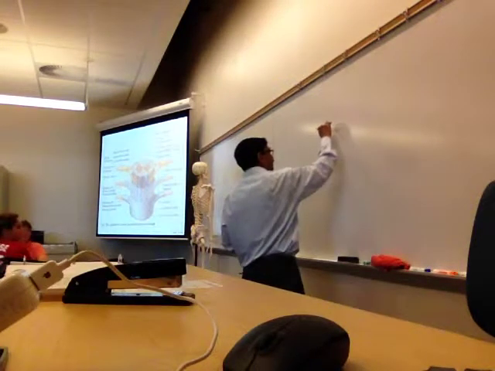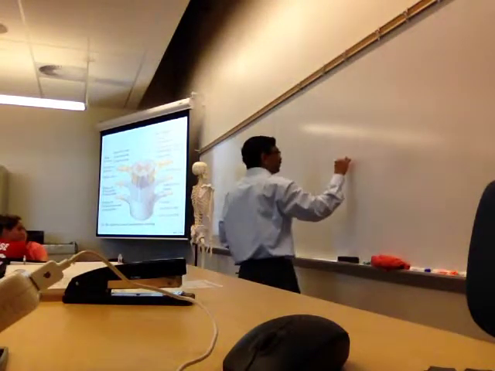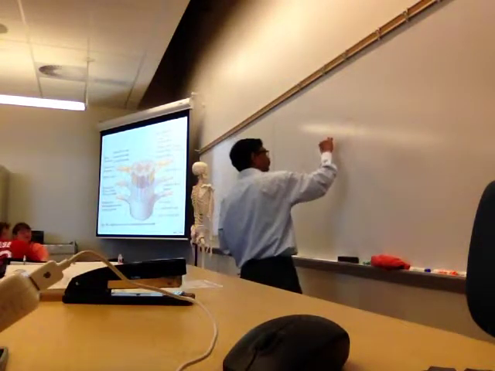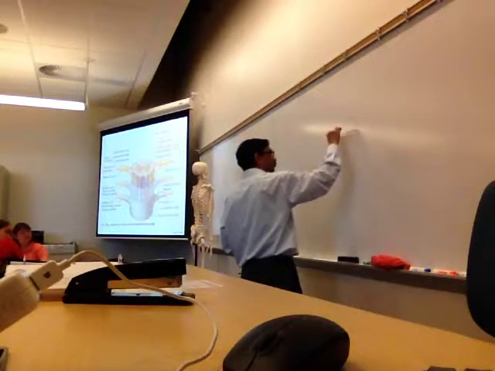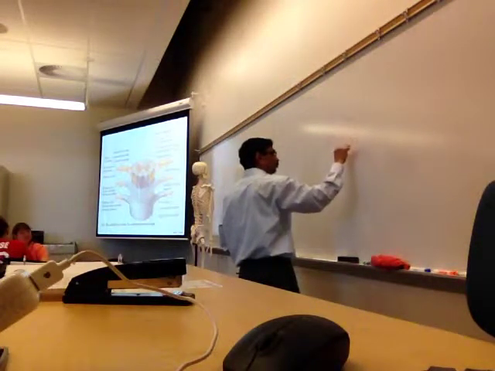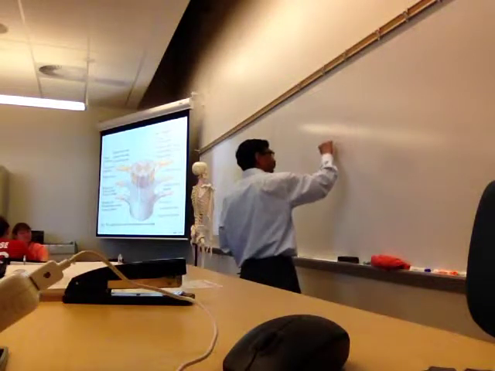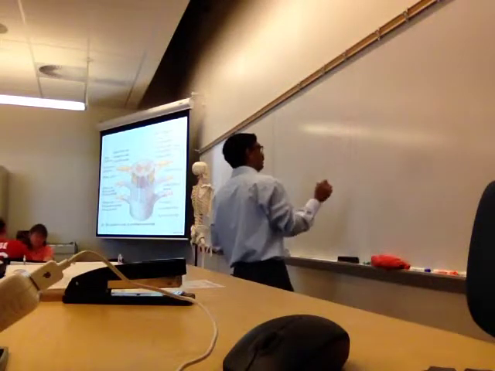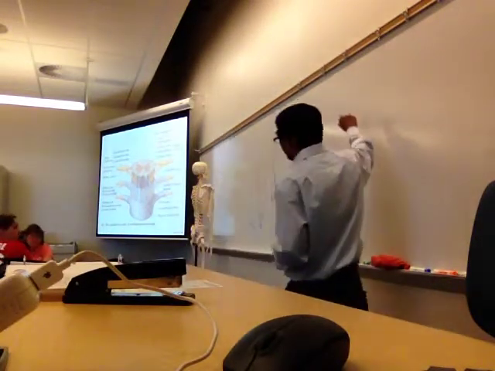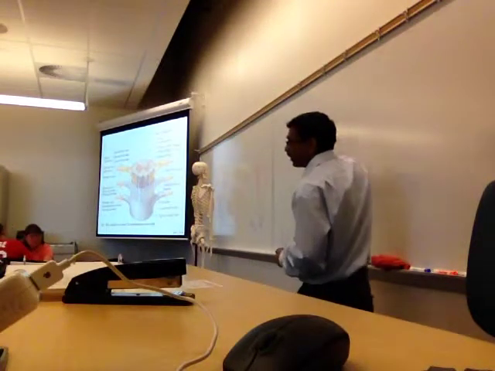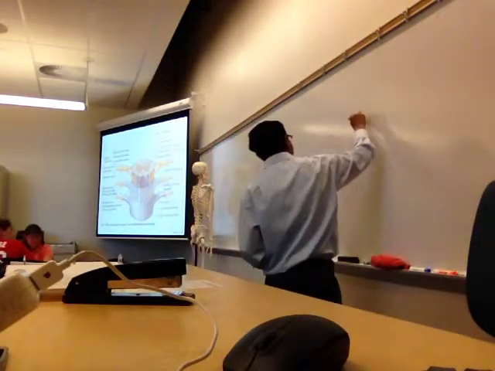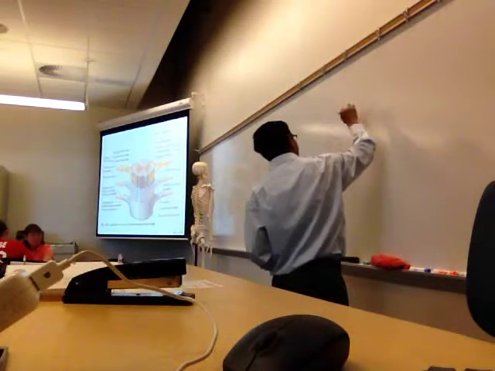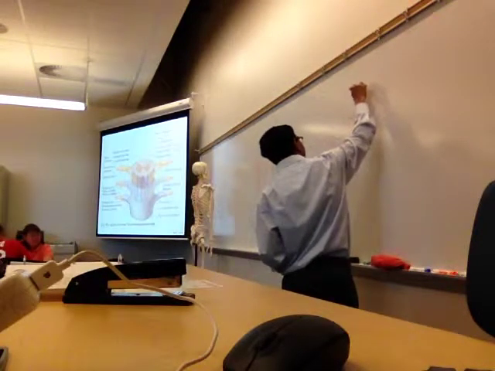So first, let's draw the spinal cord. You know that in the spinal cord, this is a cross section. Outer part is white matter. You already know that, white matter, and inner part is gray matter. Okay.